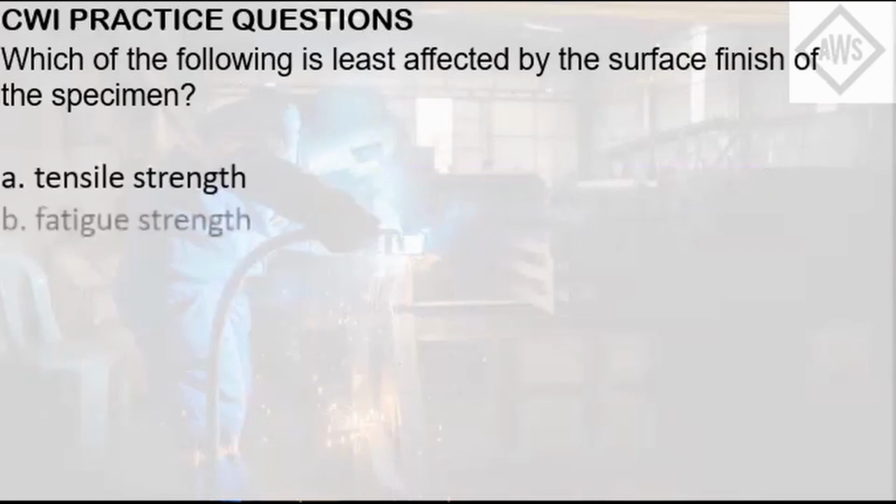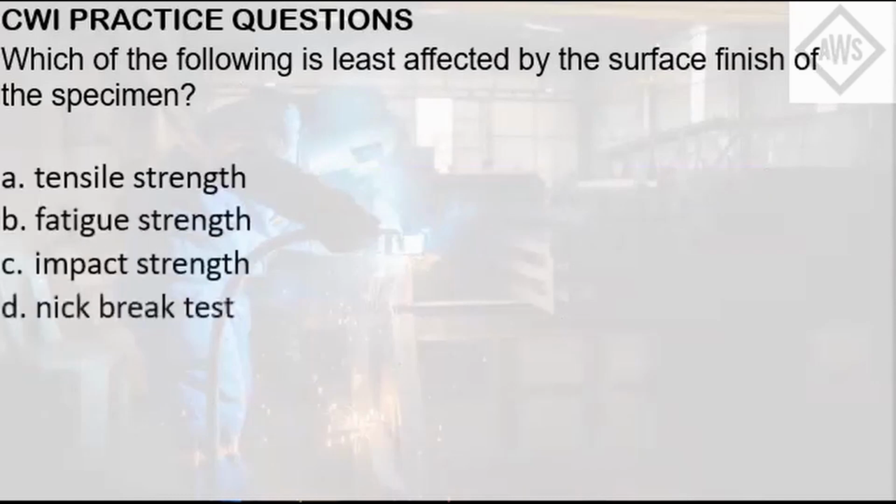Which of the following is least affected by the surface finish of the specimen? Letter A, tensile strength. Letter B, fatigue strength. Letter C, impact strength. Letter D, nick break test. Letter E, macro etch.